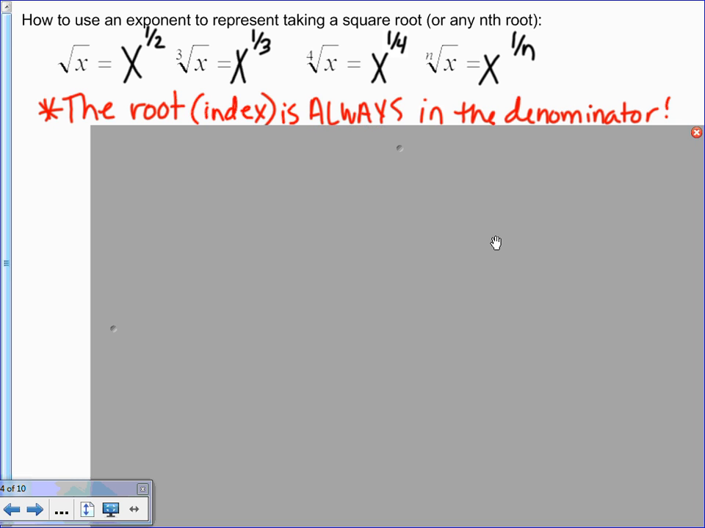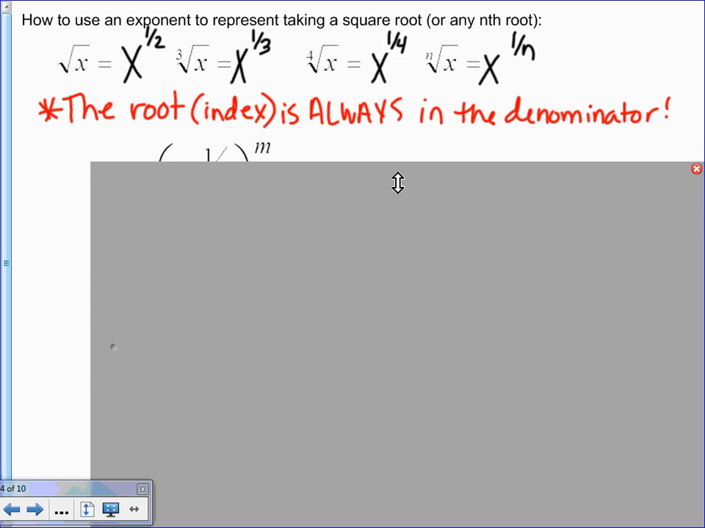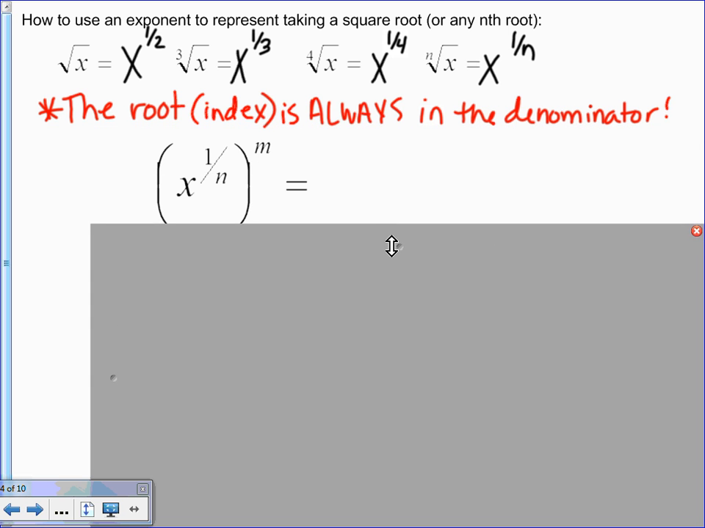Okay. Now, we're going to go a little bit further, and we're going to look at how we can then manipulate some other expressions. And I'm going to take a page from yesterday where we were looking at properties of exponents, and I'm going to give you something that has a fraction exponent. So I'm going to take x to the 1/n, and I'm going to raise it to the m.